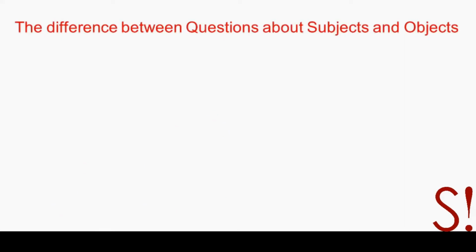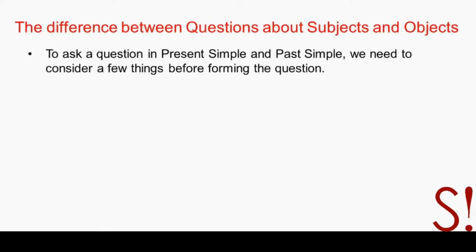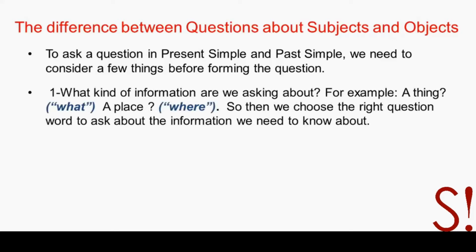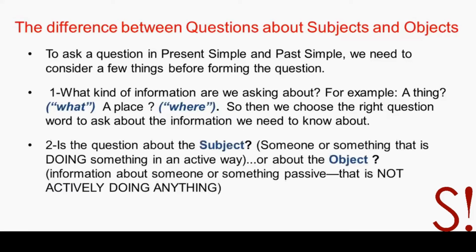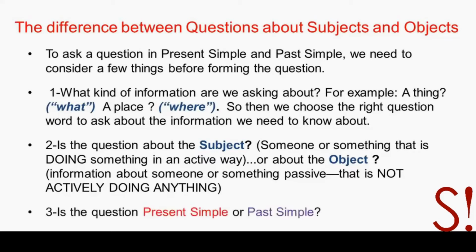The difference between questions about subjects and objects. To ask a question in present simple and past simple, we need to consider a few things before forming the question. Number one, what kind of information are we asking about? For example, a thing, what? A place, where? So then we choose the right question word to ask about the information we need to know about. Two, is the question about the subject, someone or something that is doing something in an active way, or about the object? Information about someone or something passive that is not actively doing anything. Three, is the question present simple or past simple?